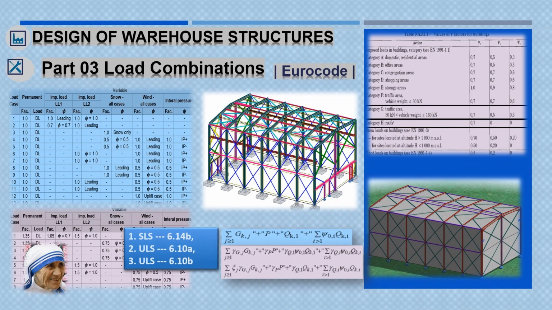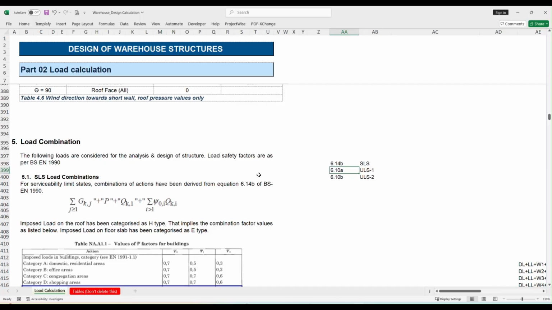There are 3 sets of load combinations as per Eurocode EN 1990, and the second and third are ultimate limit state load combinations. Let me explain these load combinations in more detail. We need to consider the European standard EN 1990. There are 3 sets of load combinations we need to consider.